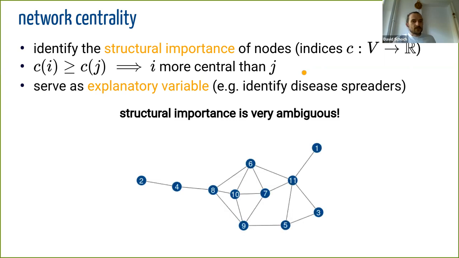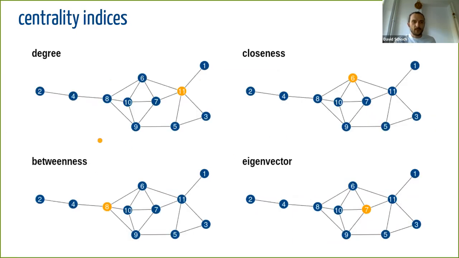Now, the problem, of course, is that structural importance is a very ambiguous term. What does it mean to be structurally important for the network? I'm going to illustrate this ambiguity on this little mouse network here.